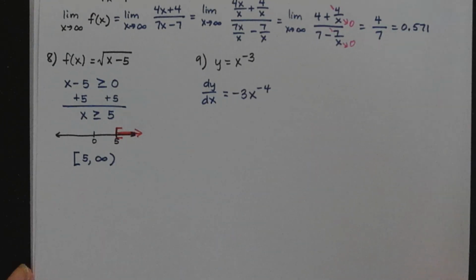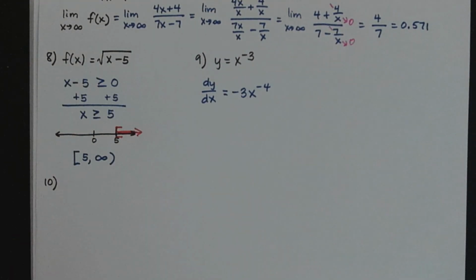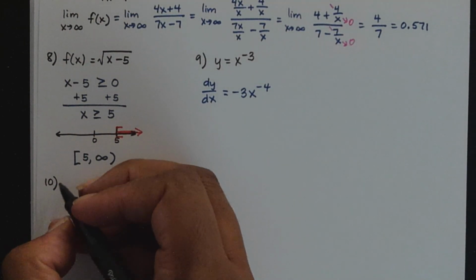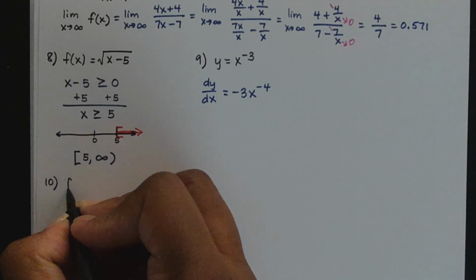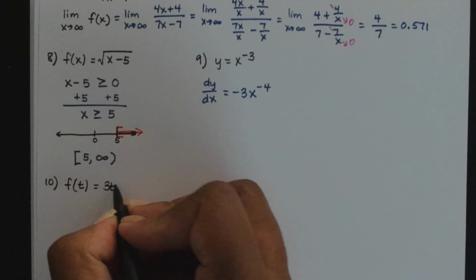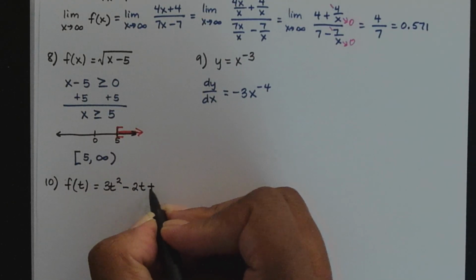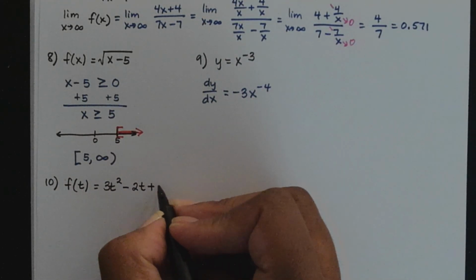Okay. Let me go down here to problem number 10. In problem number 10, they want you to find f prime of t, if f of t is equal to 3t squared minus 2t plus 9.